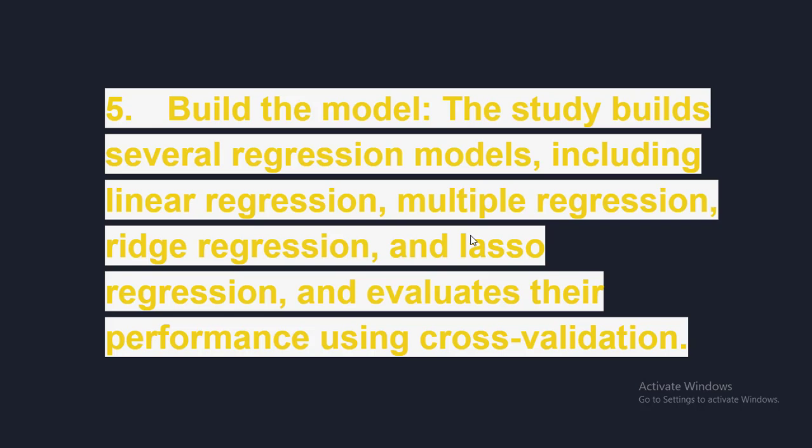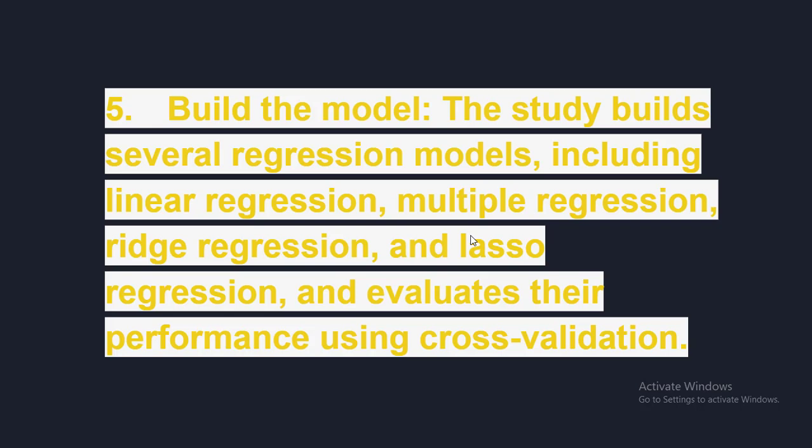Linear regression is a simple regression model that assumes a linear relationship between the predictive variables and the response variable, while multiple regression, on the other hand, extends linear regression by allowing for multiple predictive variables.